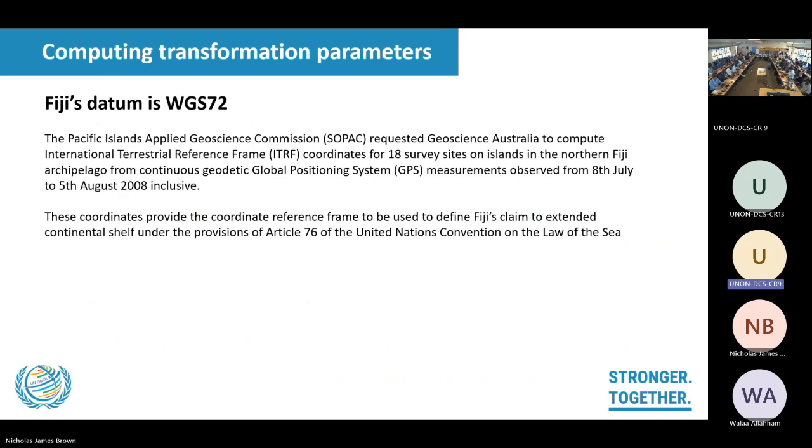And they asked Geoscience Australia to compute ITRF coordinates at 18 different sites on the islands in northern Fiji using GPS measurements that they'd captured between the 8th of July and the 5th of August. So you can see this is like a month-long campaign. It's not continuously operating reference stations. It was just 4 weeks worth of observations that they had taken.